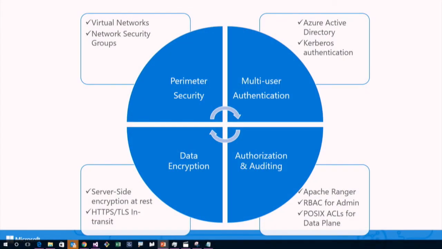In conclusion, I guess this kind of summarizes everything over here. So from the perimeter security perspective, you have virtual networks and network security groups, through to multi-user authentication, where we use Active Directory and Kerberos, through to authorizing and auditing, we use Ranger and RBACs for admins and POSIX ACLs on the data plane, that's your web HDFS layer. And then to data encryption, which is you already have the server-side encryption implemented, and the internal communications are all happening via HTTPS or TLS in transit.